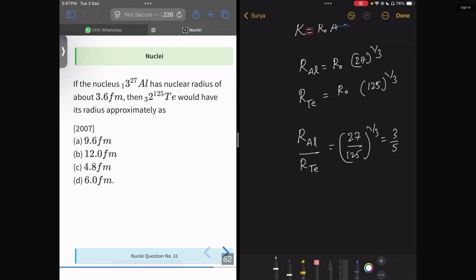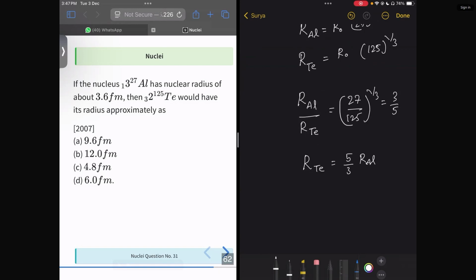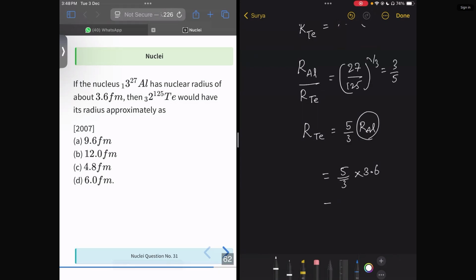So R tellurium is equal to 5/3 into R aluminum. They have given the aluminum nuclear radius as 3.6, so 5/3 into 3.6 will be 5 into 1.2, which is 6 fermi-meter. So option D is the right answer.